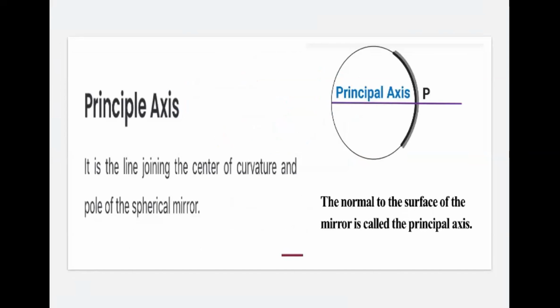The next term that we will now see is the principal axis. It is the line joining the center of curvature and the pole of the spherical mirror. Now you can see we have drawn a line over here. This line passes through the center of curvature, which is capital C, and through the pole. So this horizontal line, passing through the center of curvature and the pole, is called the principal axis.